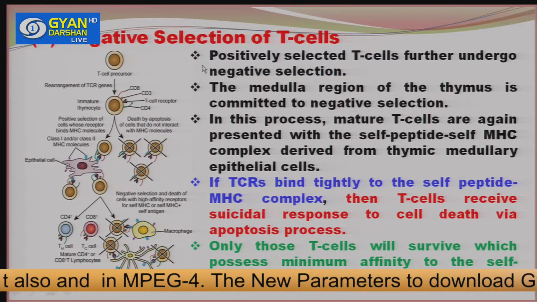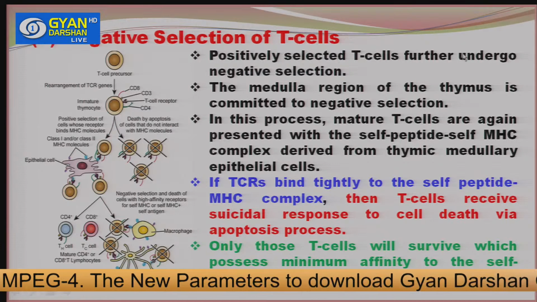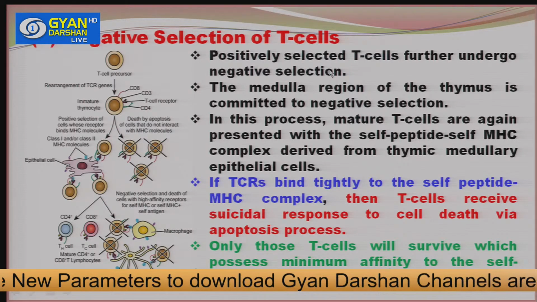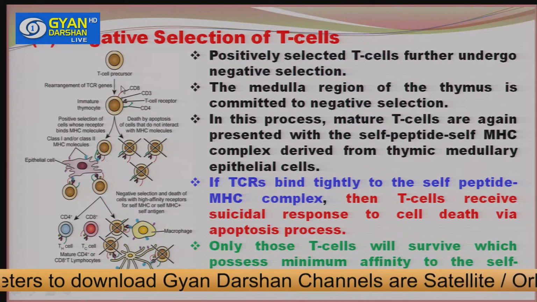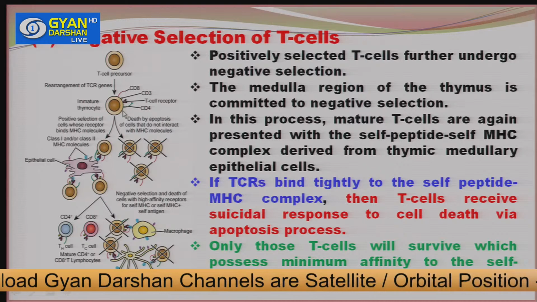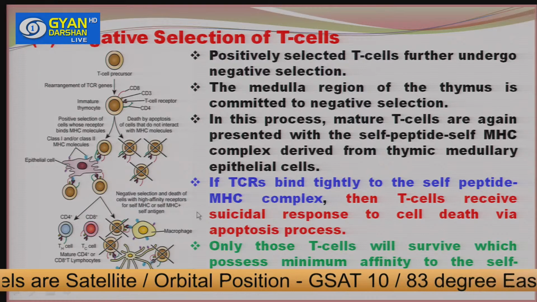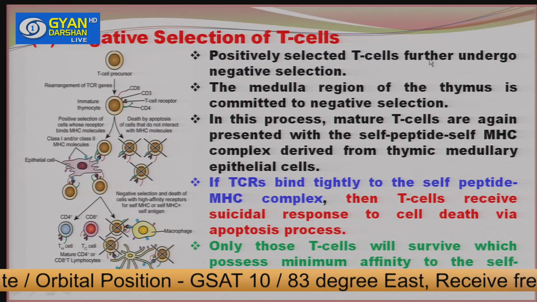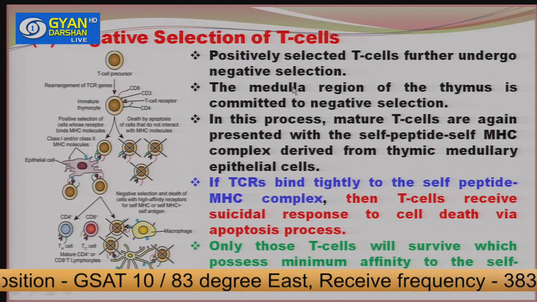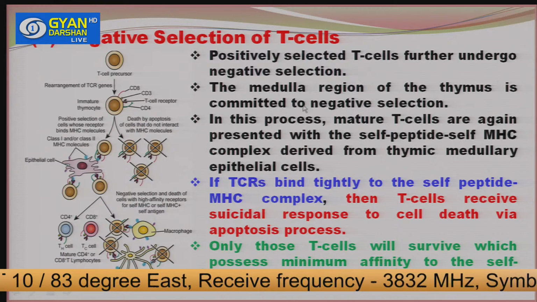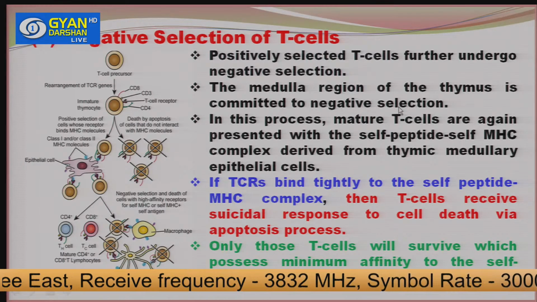Here is the negative selection. The positively selected cells further undergo negative selection. You can understand positive selection through this pathway. Positive selection is followed by negative selection. The medulla region of the thymus is committed to negative selection.